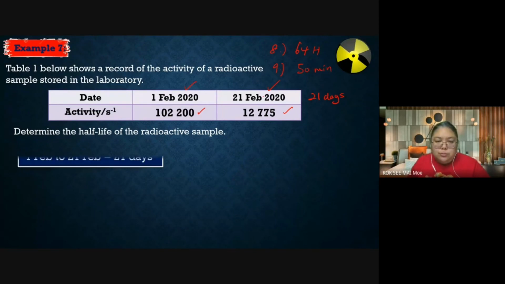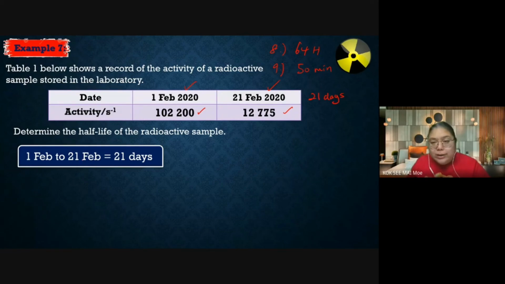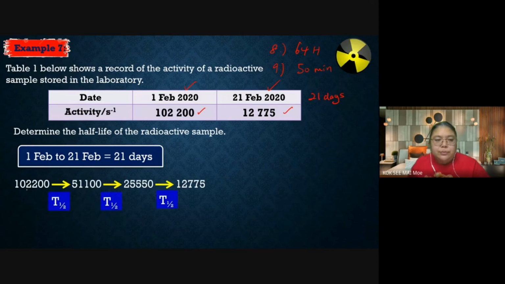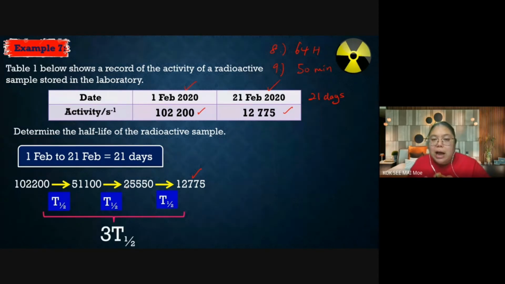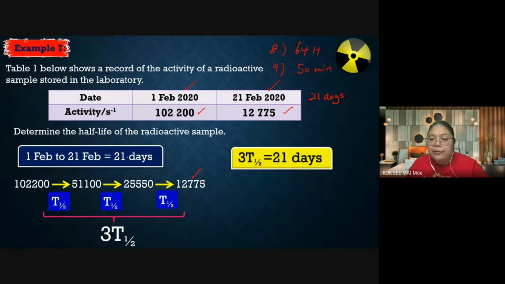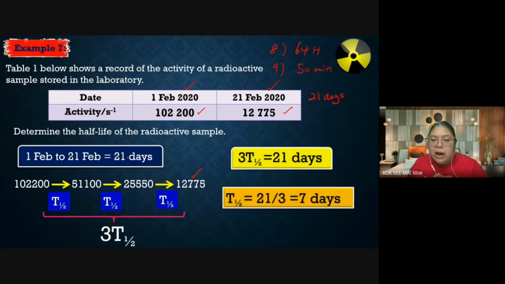So I need to show February 1st to 21st February, there's 21 days. Then after that, I need to divide by 2. I take the first one original, divide by 2, until I stop here. So I got how many half-lives? 3 half-lives. Okay, 1 half-life is how many? Because I know the whole process is 21 days, so 21 needs to be divided by 3. 3 half-lives take 21 days, so 1 half-life is 7 days.